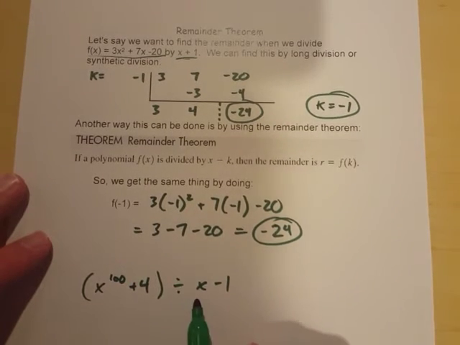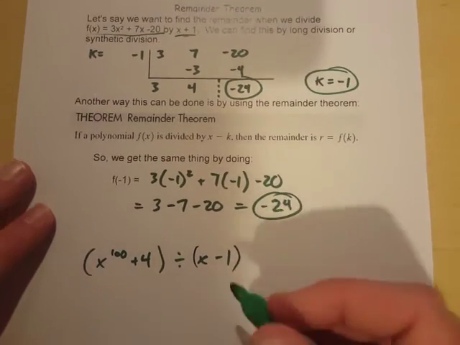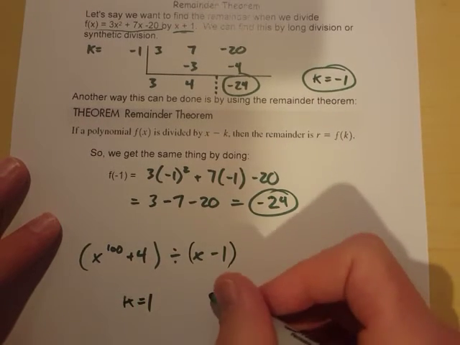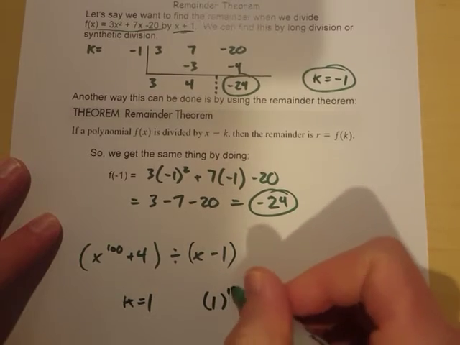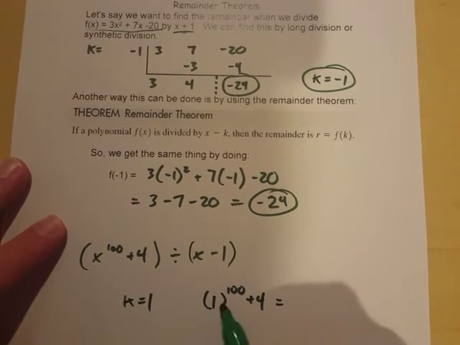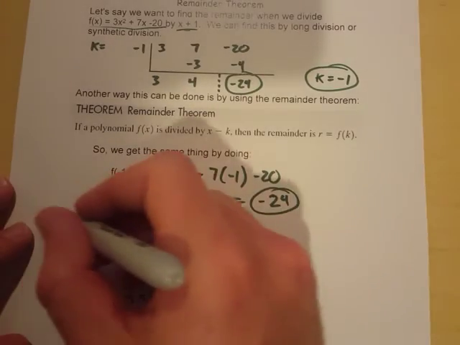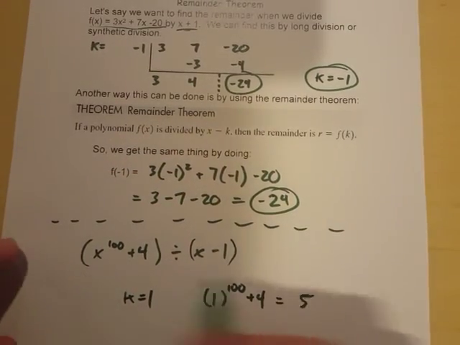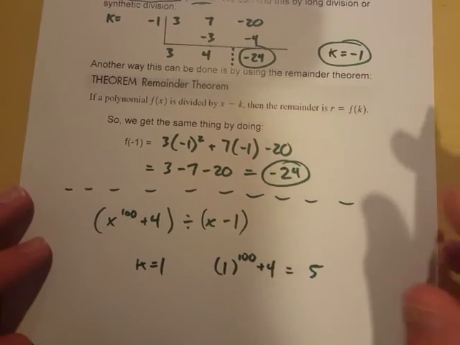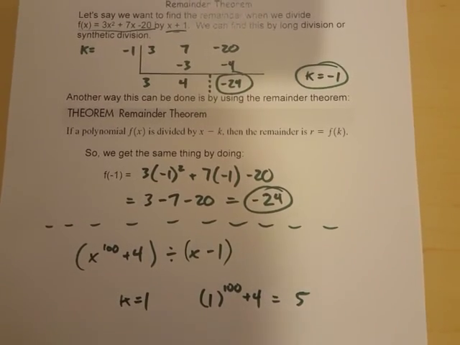If I have it with the remainder theorem, though, all I would have to do is find out, okay, what is k? Now, in this case, k would be equal to 1. So if I wanted to find the remainder from this one, I could just plug in 1 to the 100th plus 4 and get my answer. Well, we know 1 to any power is just 1, so that's just 1 plus 4, and that's 5. So that would be a lot quicker than plugging this into synthetic division and trying to put all those zeros in there. So that's where the remainder theorem can be a bit of a help to you if we're dealing with those types of polynomials.